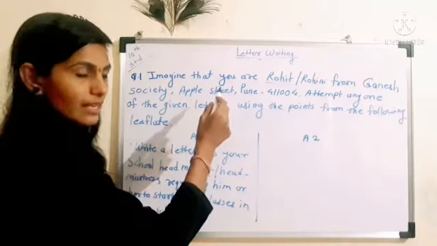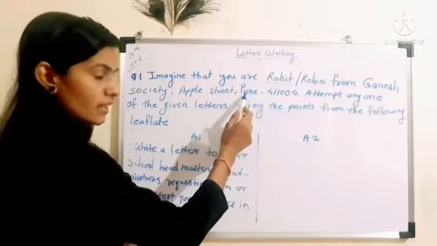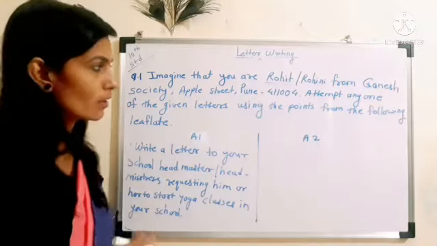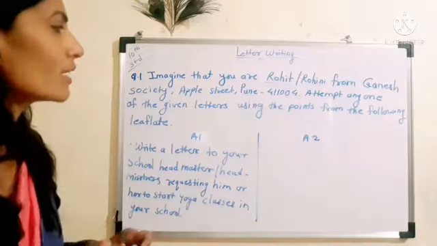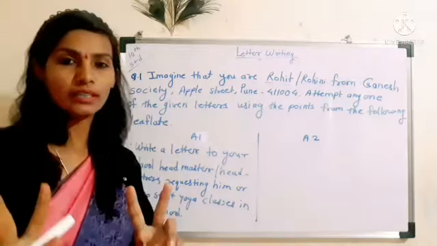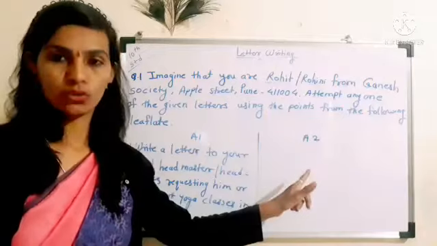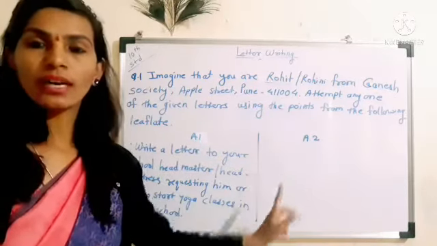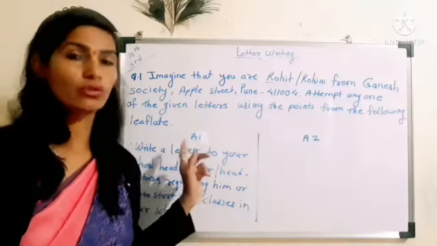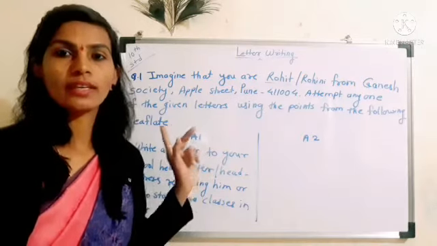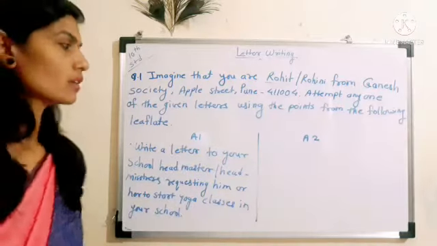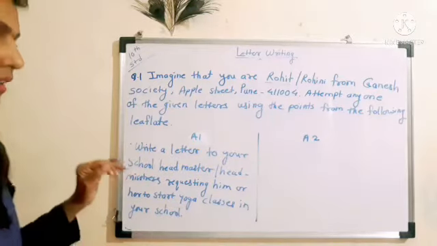Right? This is your second line. And the third line, Pune, location and pin code. See, sender's address you got. Then attempt any one letter. So you will have 2 letters, A1 and A2. A1 is the formal and A2 always you will have informal letter. So the choice is yours. If you are going to write this one, then we will see this first, then I will explain A2. See, what is the A1?